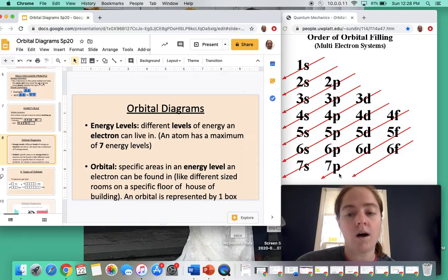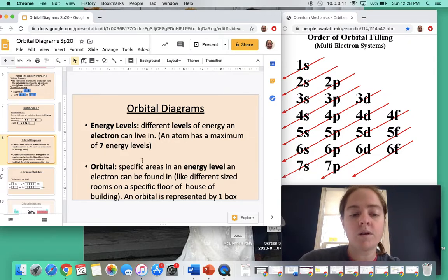We only go up to the 7th floor, okay? An orbital is a specific energy level or a specific area within these energy levels. So it's kind of like a room on that hotel floor. So how many rooms are on the first hotel floor? How many rooms are on the second? And then we keep moving, okay?